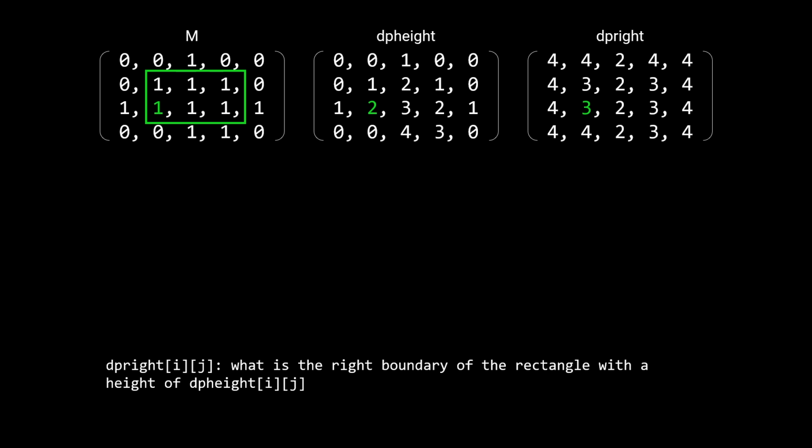Let's look at a couple more examples. For this element here, the corresponding height is 3, so let's draw the largest rectangle with a height of 3. Notice that the right boundary of this rectangle is index 2, so that's why the corresponding value in the DP right table is a 2. For this element, the height is 1. So the largest rectangle of height 1 we can draw looks like this, and notice how the boundary is index 4, which is why the corresponding value in the DP right table is 4.